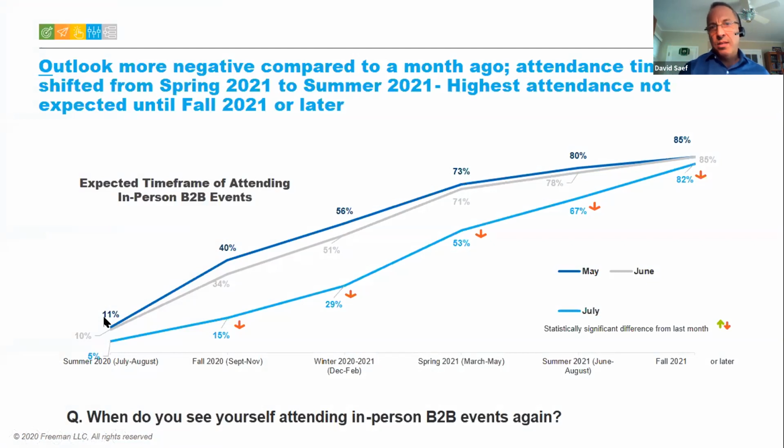This is based on the July results. I'll touch on August in a minute. What you can see in the July results is the light blue line with the red arrows beneath it.